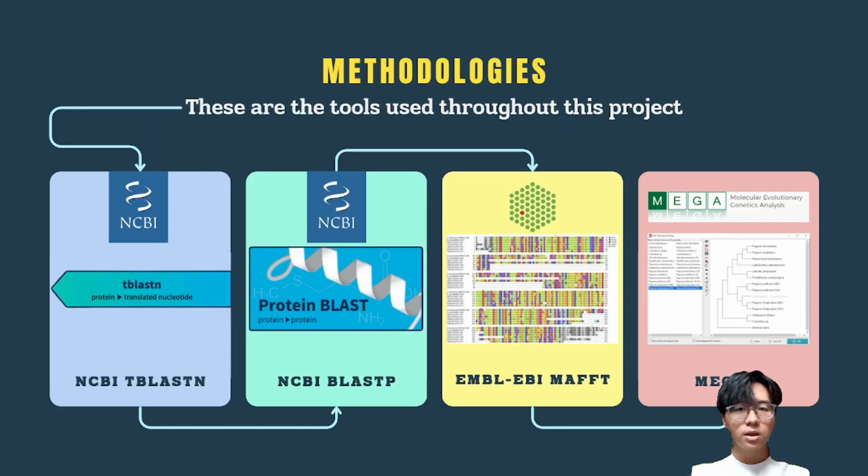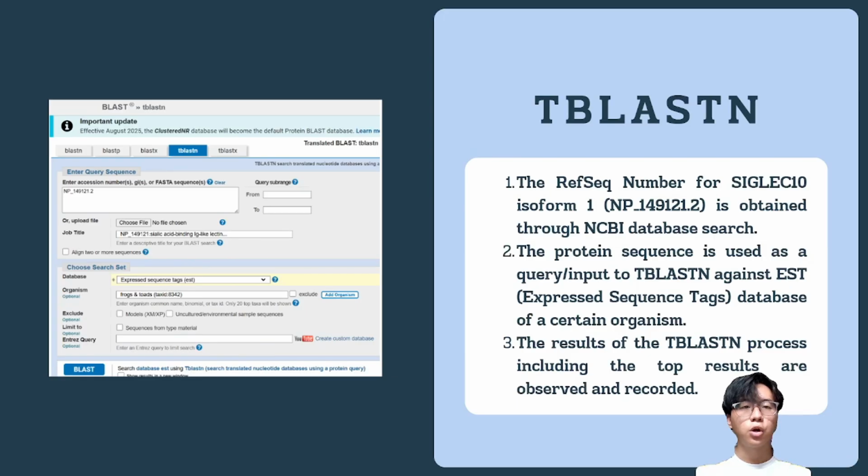These are the methodologies and tools that we used throughout this project. We used tBLASTn from NCBI and BLASTP from NCBI, also MAFFT for pairwise sequence alignments, and then MEGA for the phylogenetic tree. We will go through tBLASTn first.